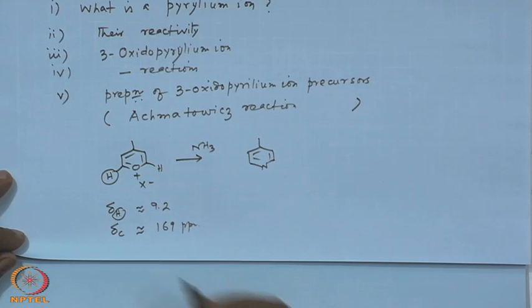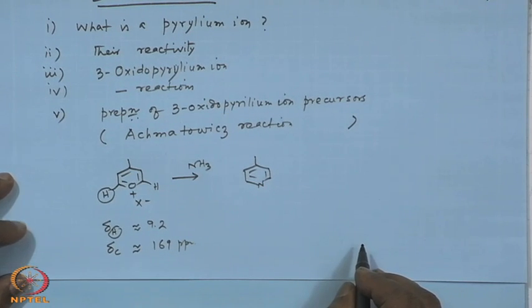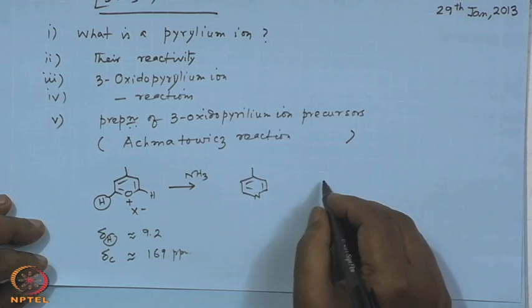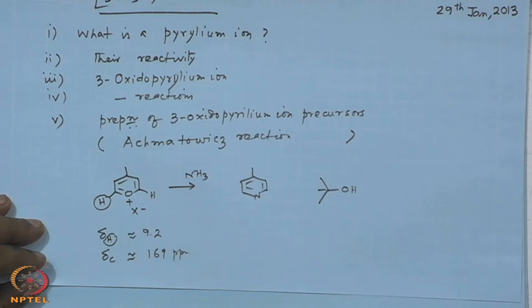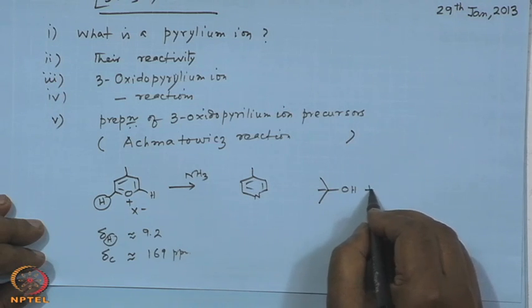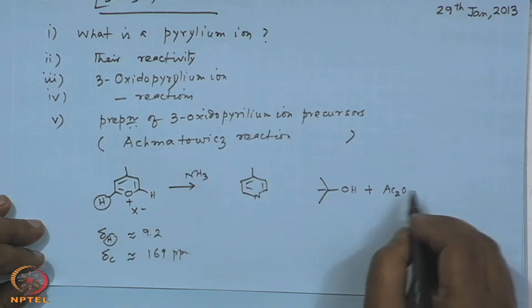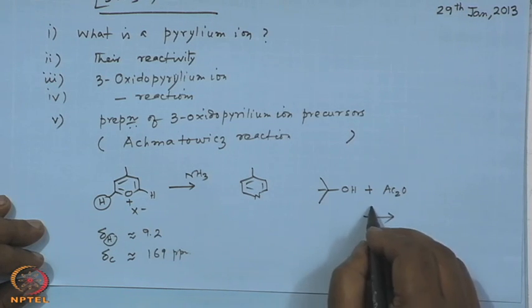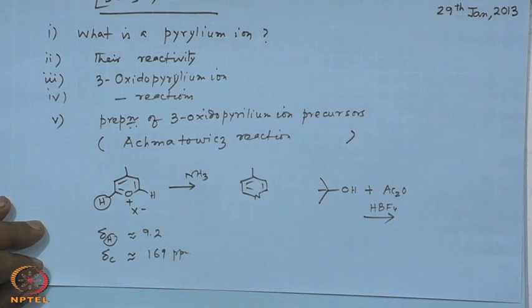So, from there you can characterize them, and how to make them? Very easy. The salts could be, I mean, unbelievably simple starting material. For example, you take this one, tertiary butanol, okay, and then acetic anhydride, and the catalyst here is tetrafluoroboric acid.